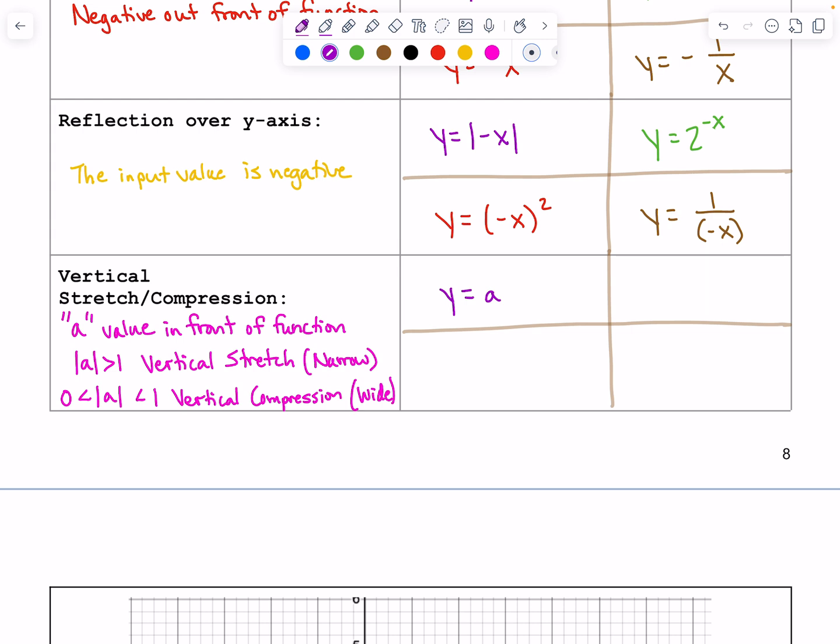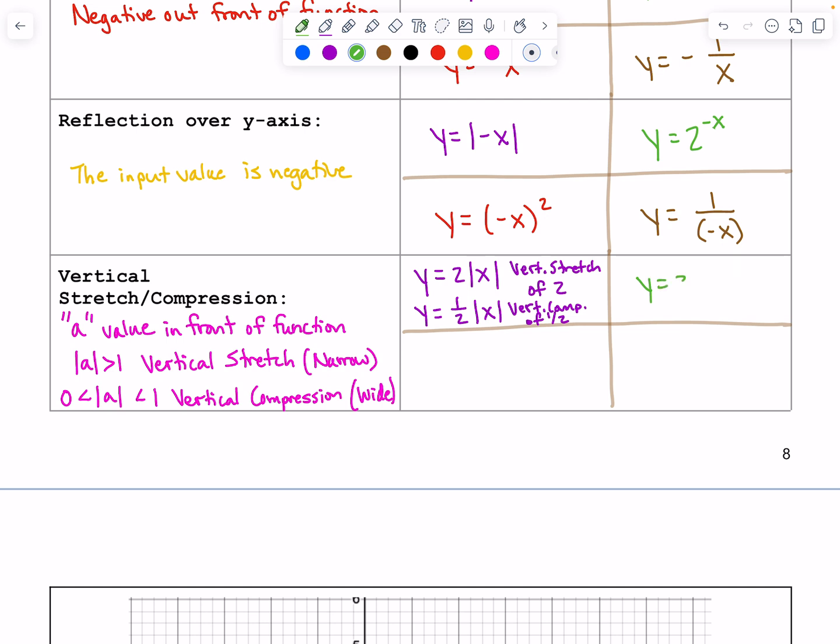So if we have the absolute value of x, like the a would be in the front, but let's give it a number. So let's say y equals 2 absolute value of x. This one would have a vertical stretch of 2. And then y equals 1/2 the absolute value of x. It has a vertical compression of 1/2. So for exponential, you'd say y equals, and then a number in the front.